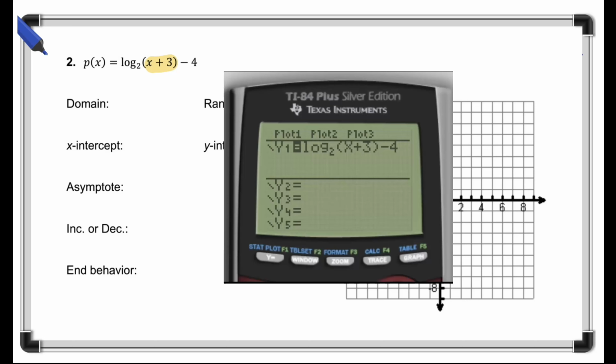If you don't have the log base option, you would use the change of base formula. You would do a log of your argument, x plus 3 in parentheses, and divide by the log of 2. That's your base. Close it, and then type in that minus 4.